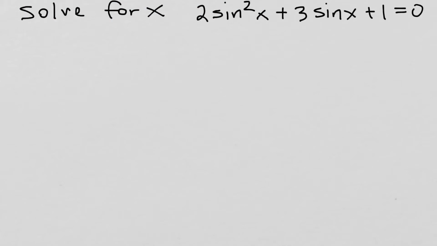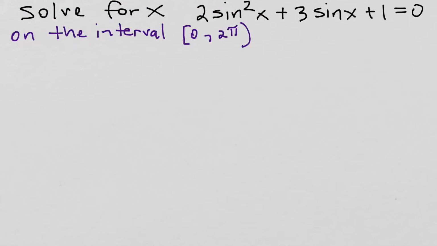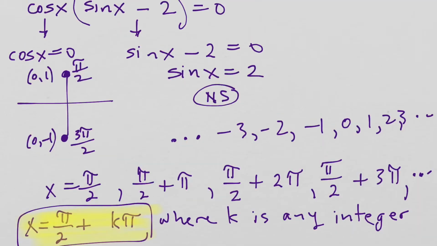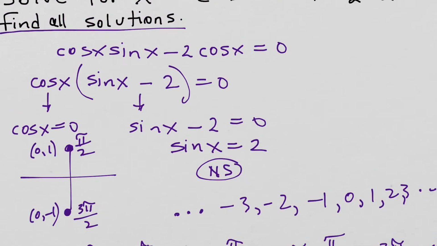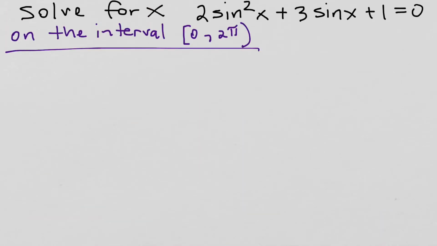Okay, here's another problem. This one says solve for x. And let me just add that we're on the interval 0 to 2 pi this time, as opposed to last time where we said find all solutions. All right? So this is just on the interval 0 to 2 pi. So we're not looking for the coterminal angles like we did last time. So let's see if we can factor this. So I'm going to write it out.